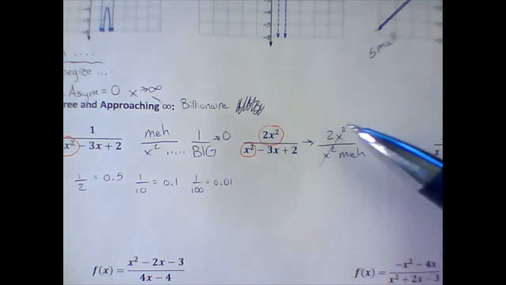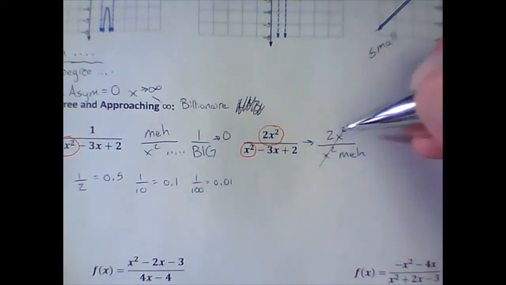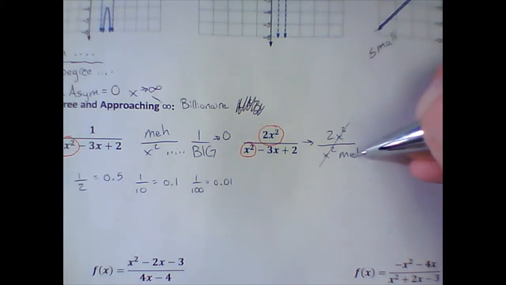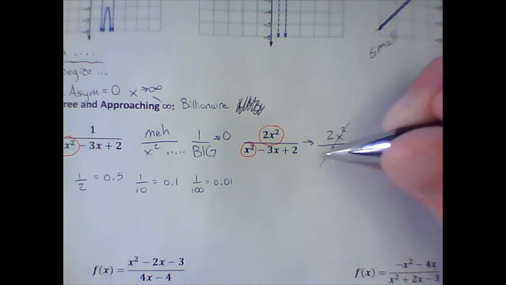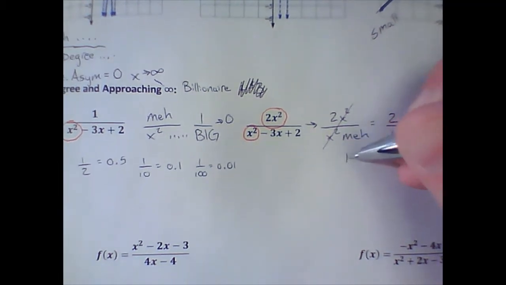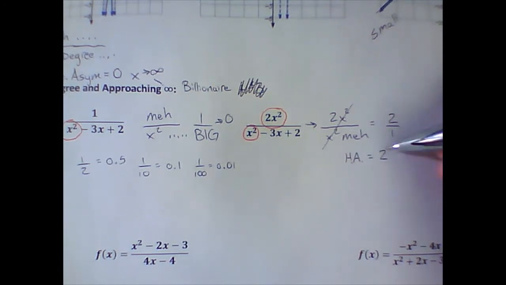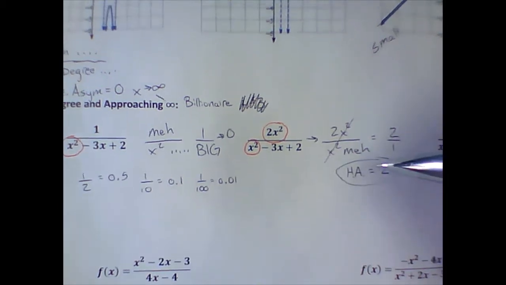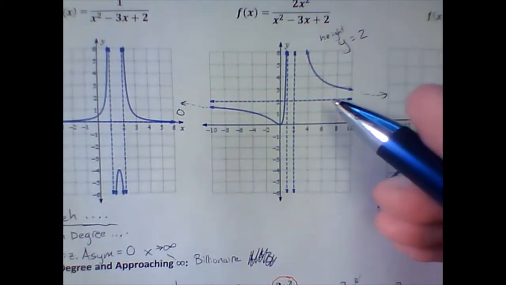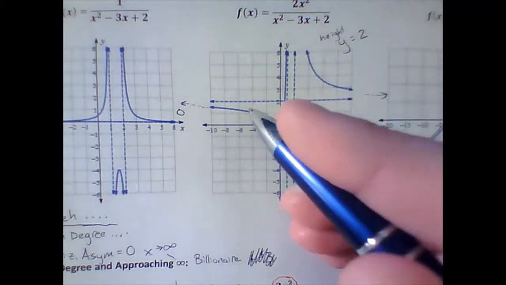So you can only do this when you're checking for horizontal asymptotes. The rest doesn't matter. The x squareds just cancel, and it leaves you with 2 over, and there was a 1 in front of that x squared. That means your height, as you approach infinity with the x, is going to be 2, or 2 over 1.